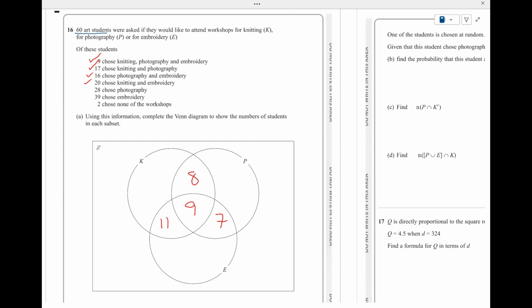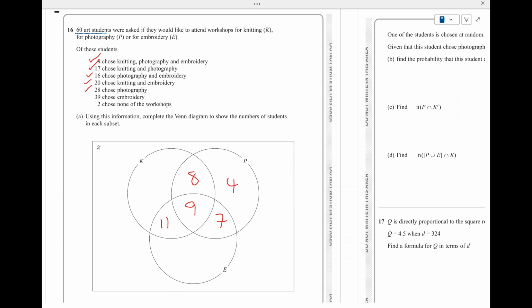28 chose photography. Now that means that all of this must add to 28. Well, I've already got 24 in there. 9 and 7 is 16, plus another 8 is 24, which means that there must be 4 people here who did choose photography but didn't choose any of the others.